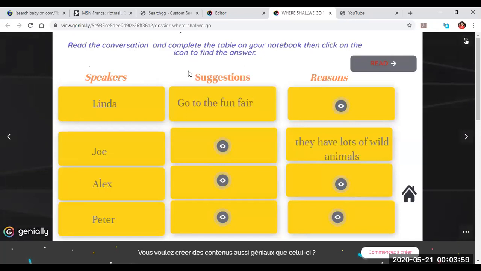So here you are going to complete the table, sometimes with the suggestions, sometimes with the reasons, and sometimes both. All right, now I would ask you to pause the video, read the conversation carefully, then answer on your notebook, then go back to the video and play it again in order to find the answers.